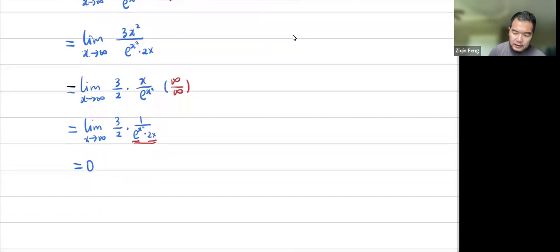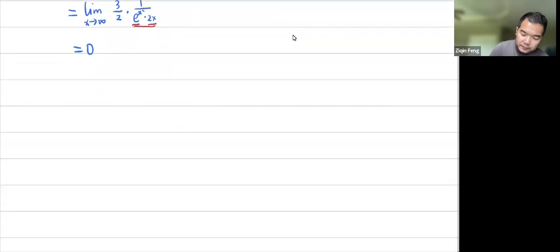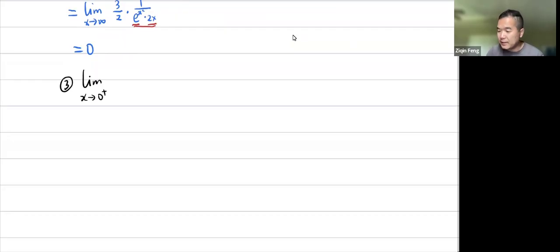Okay, now let's see one more example here. Two more examples. Let's see the third one. The third one here is we are looking for the limit of a difference. X goes to 0 from the right side, right? Getting smaller and smaller to 0, but still stay positive. That's what happens with x.